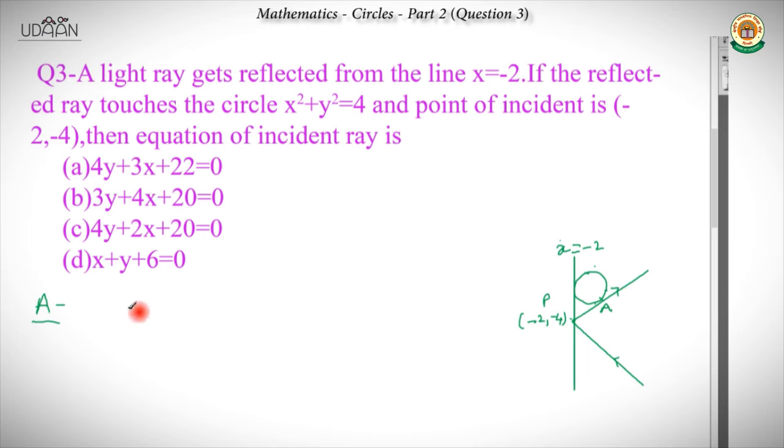The general equation of the tangent of the circle is y equals mx plus or minus r root over 1 plus m square. Since the radius of the circle x square plus y square equals 4 is 2, we get y equals mx plus or minus 2 root over 1 plus m square. But this straight line also passes through the point (-2, -4). So on substituting this, we get minus 4 equals minus 2m plus or minus 2 root over 1 plus m square.